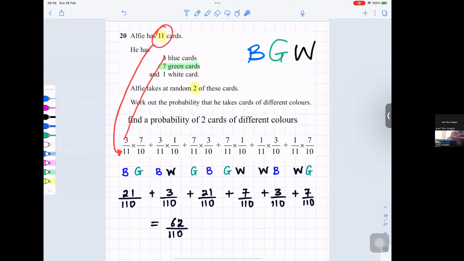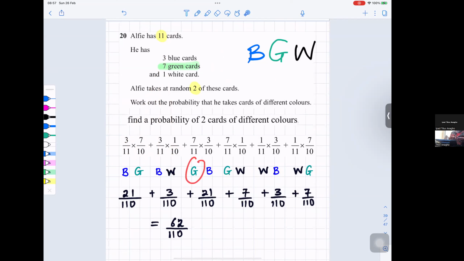So if you've taken a blue, you can take a green, it will be 7. But why is it out of 10 now? Because you've already taken a blue, so it will reduce by 1. If there's 11 in total, when you take 1, you get to 10. So blue 3 out of 11, then green 7 out of 10. Or blue, 3 out of 11, and then a white, 1 out of 10. Remember, it goes down whenever you take the first one out.